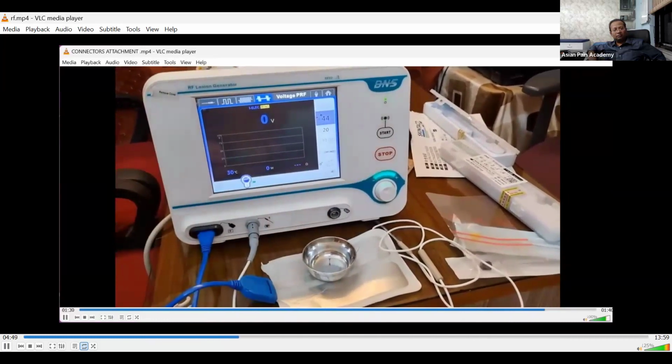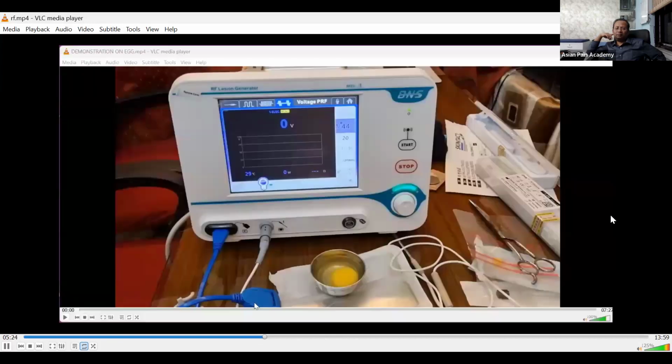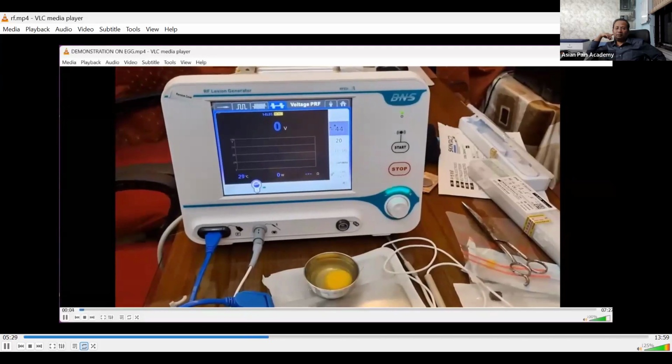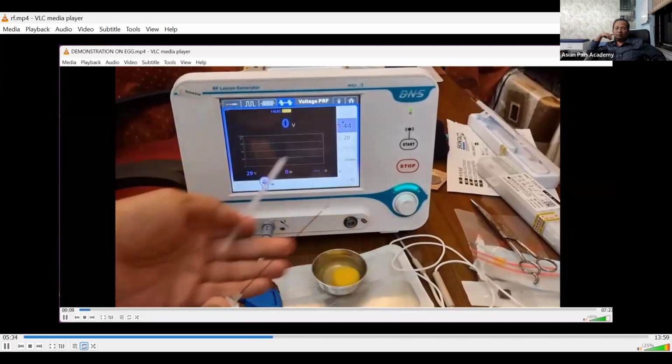So I am putting a bowl in which I am putting an egg. So we can see the egg protein coagulation with the help of radio frequency. So let's see the last part of the video. Lesioning over the egg albumin, you will be able to see the lesion. So here I have put the egg. So you can see the egg yolk and egg white, and this is the radio frequency needle.